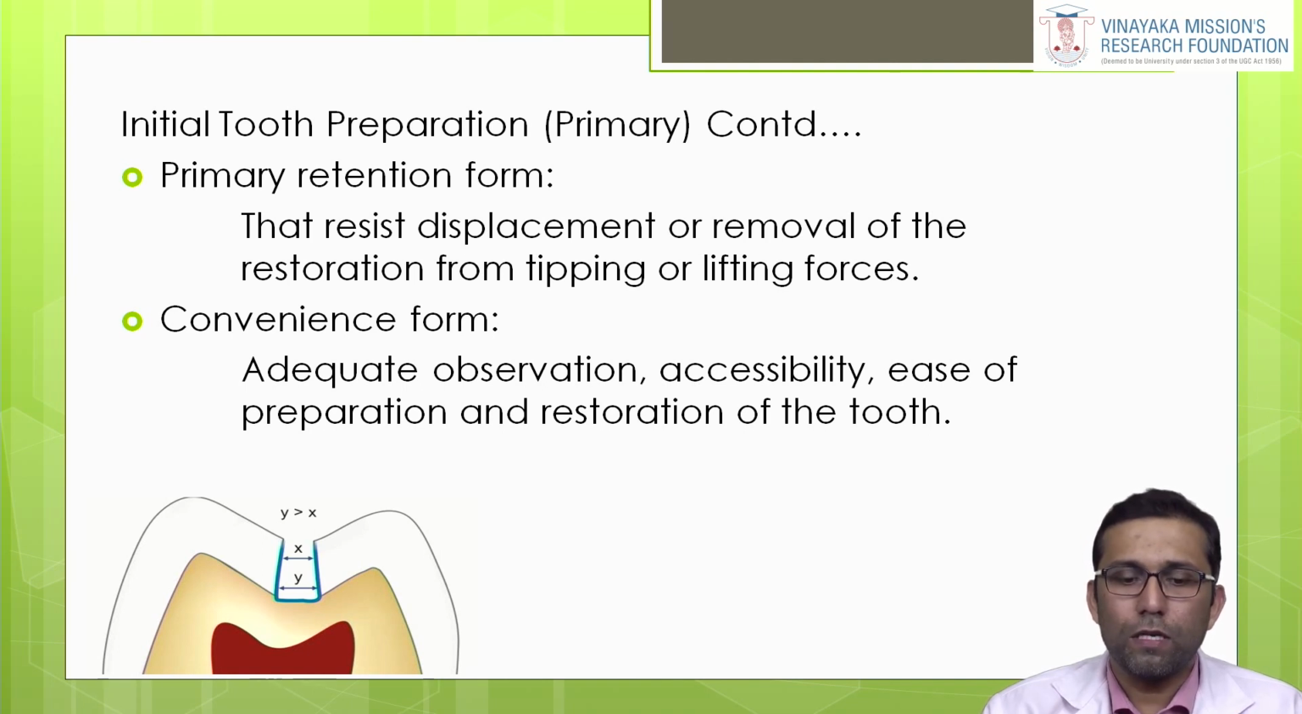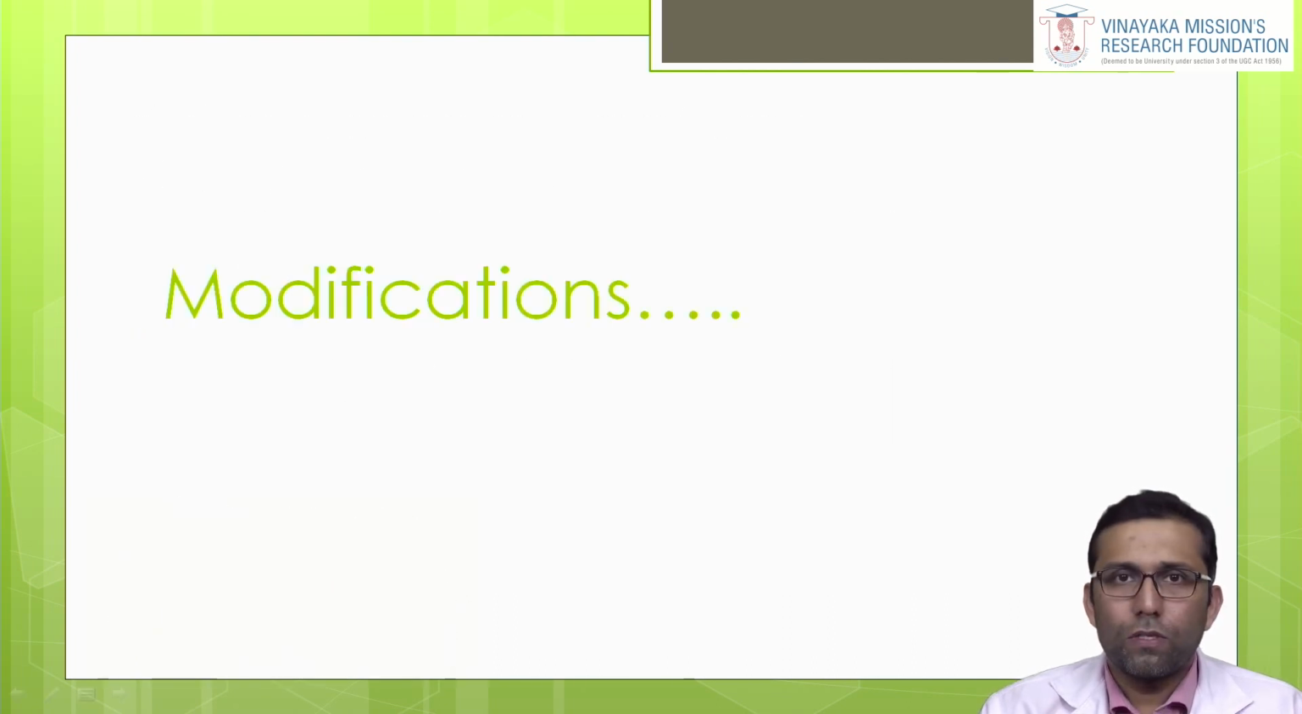So convenience form is adequate observation and accessibility, ease of preparation and restoration of the tooth. For example, a cavity that will allow the insertion of a plastic condenser, plastic instrument or a parallelogram condenser has an adequate convenience form.